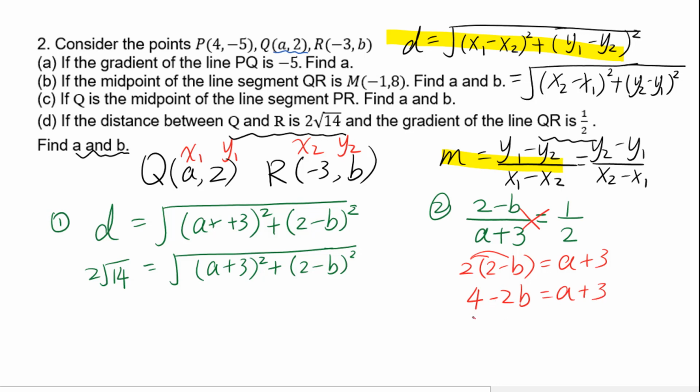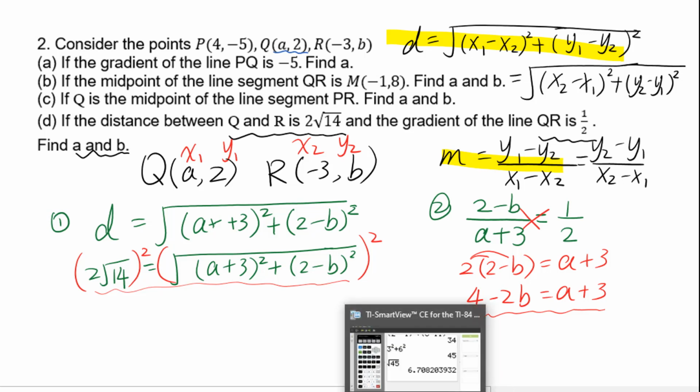You could say this is a linear function, and this is a quadratic function. For a quadratic function, since you have a square root, square both sides. For 2 square root of 14, you can use a graphing calculator to get the answer.